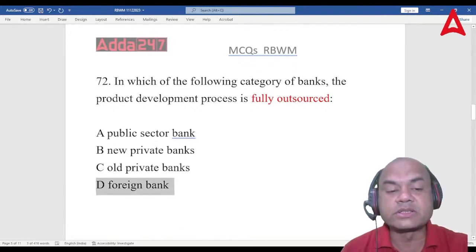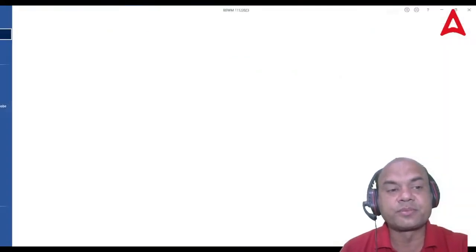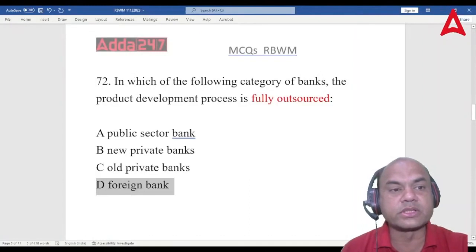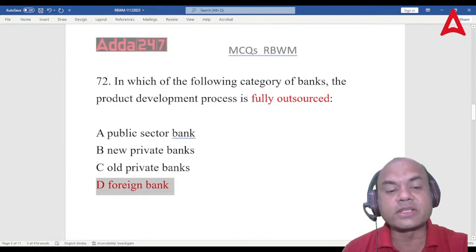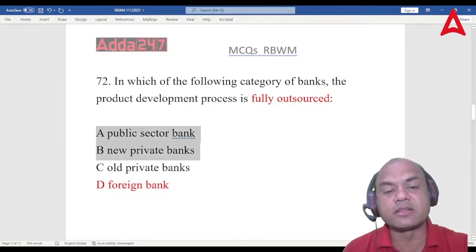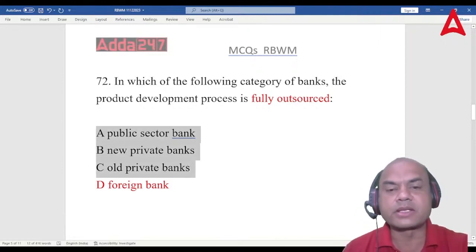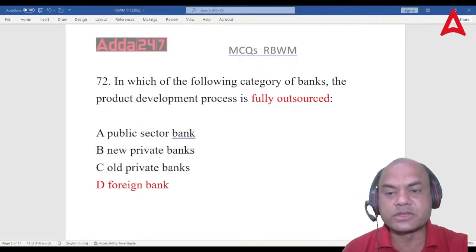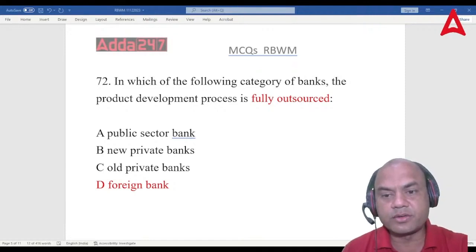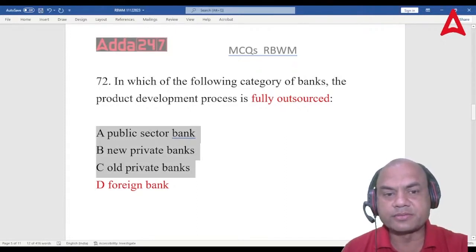So full outsourcing is done in foreign banks, always. Remember this. In new private sector banks and public sector banks, it is partial. In fact, all of them are now doing partial outsourcing. Got it? Okay with this? Chalo, let's move on to the next one.